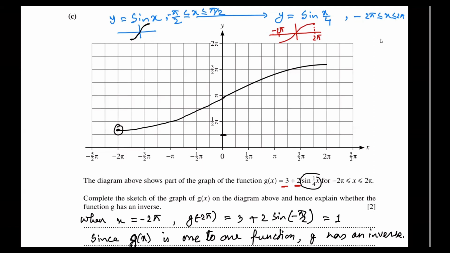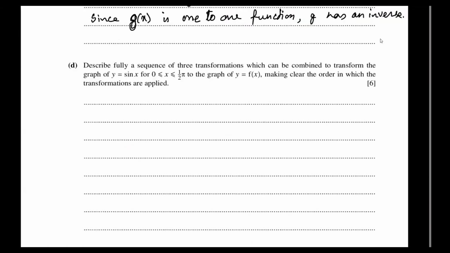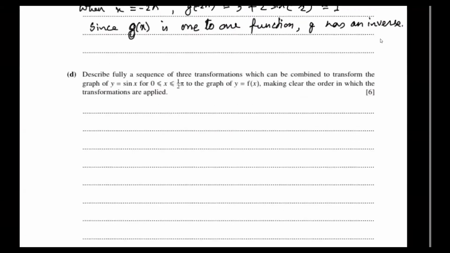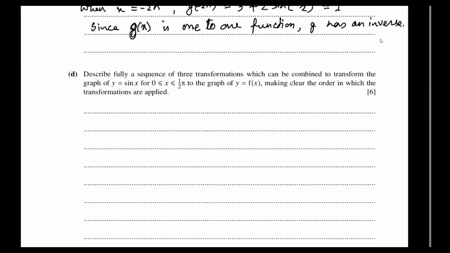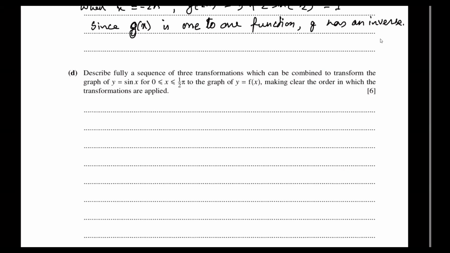Now let's move on to part D. Part D has 6 marks. And here you have to describe fully a sequence of three transformations which can combine to transform the graph of y equals sine x, 0 to pi by 2, to the graph of y equals f(x), making clear the order in which the transformations are applied. So the order and the sequence of three transformations.